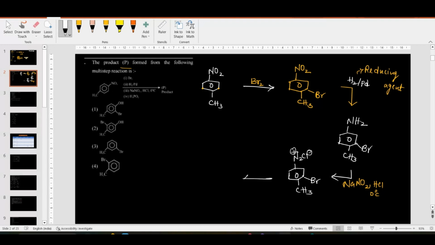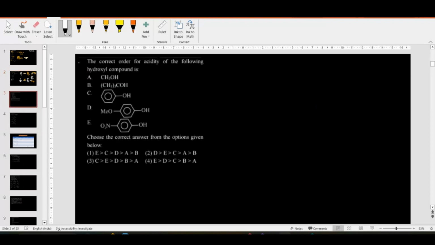Next reagent they have given is simply H3PO2, right? Here we have this as acidic proton. Simply replace this N2 plus Cl minus with H. That's it. So we'll get this: Br, CH3, H. I hope it's clear, right? If you check the options, with respect to the ortho position, Br is there, right? So option 4 is the correct option. I hope this is clear for you. So let's move to the next question. In this question they are asking the order of acidity of the following hydroxyl compounds.